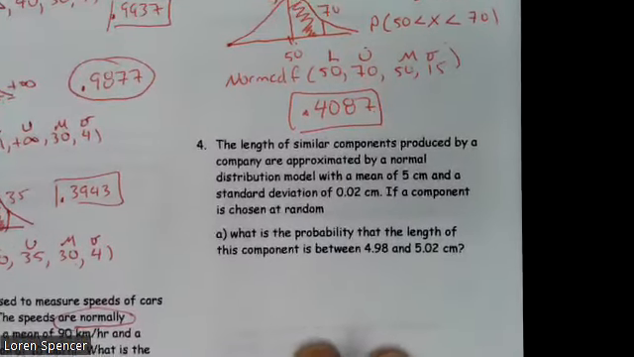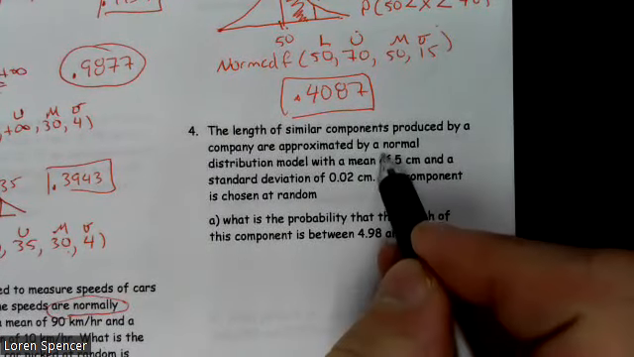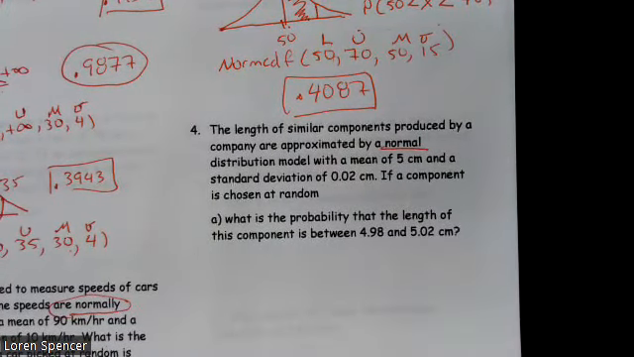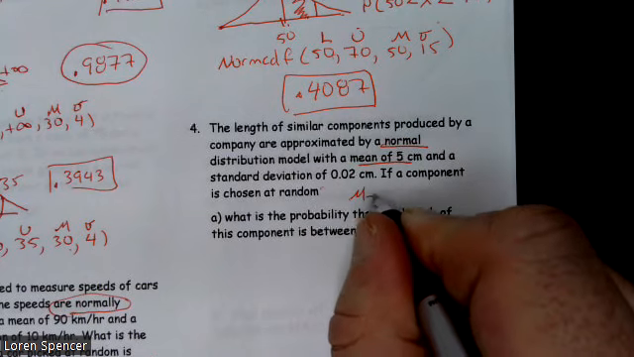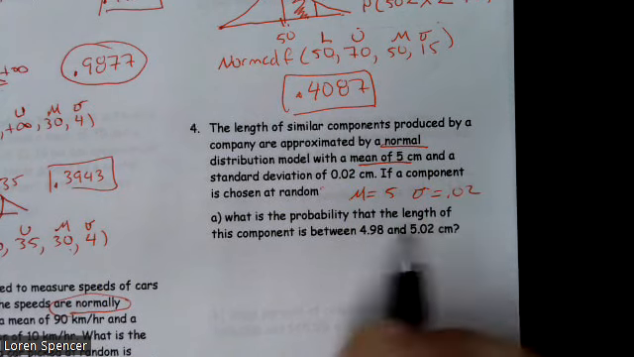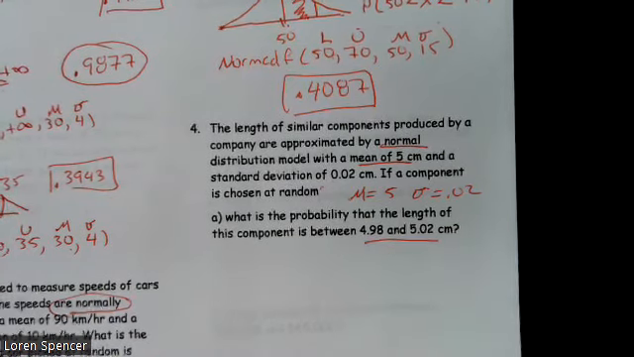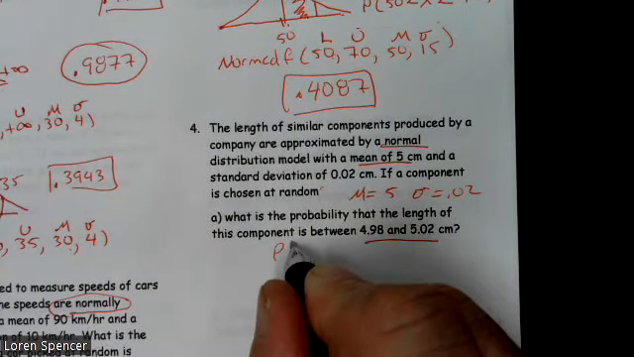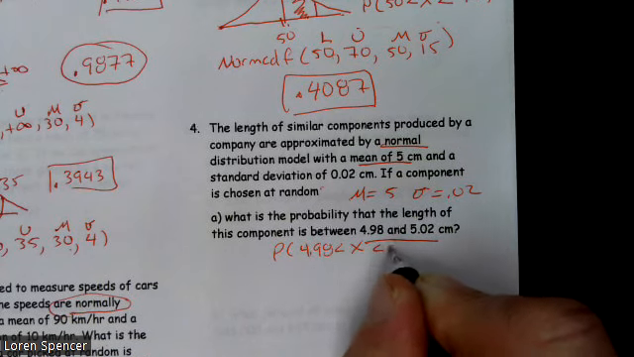Number 4. The length of similar components produced by a company are approximately normal, with a mean of 5 and a standard deviation of 0.02. So mean is 5, standard deviation is 0.02. What's the probability that the length of the component is between 4.98 and 5.02? So the probability that 4.98 is less than X is less than 5.02. That's what they're asking for.